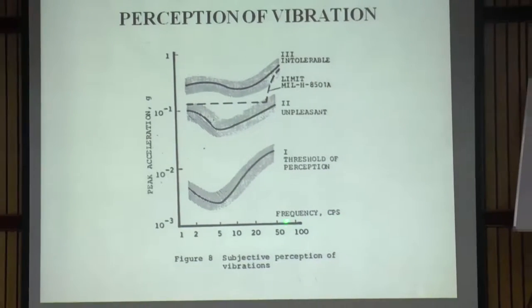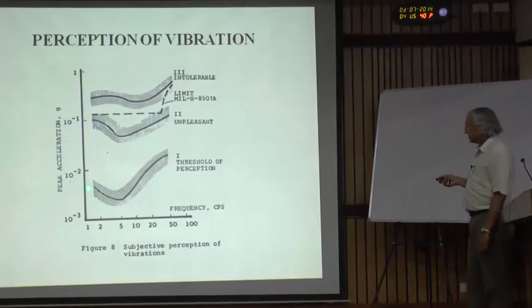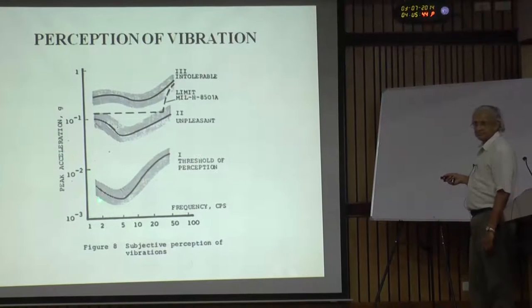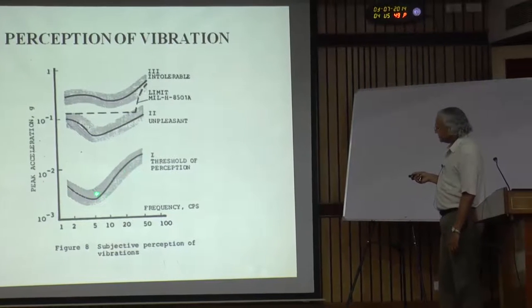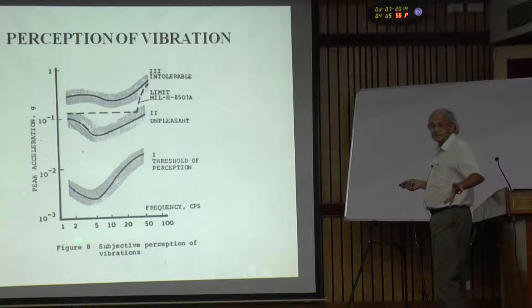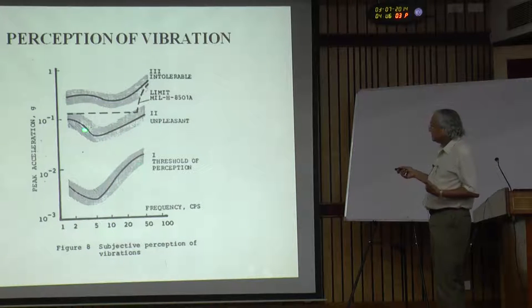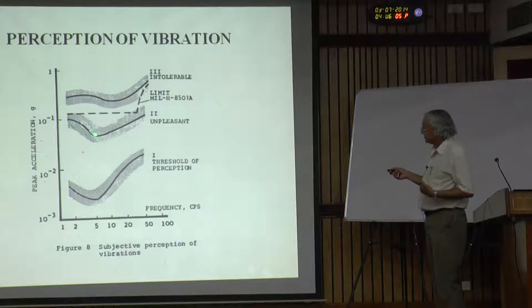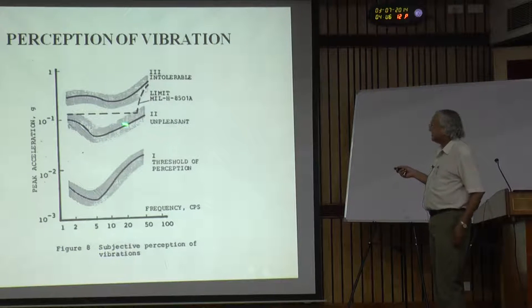Now, this is just to give you the level of some of the military specifications. The x-axis is the frequency in hertz, and y is the acceleration level. If the acceleration due to vibration is below 10 to the power minus 2 to minus 3, this is the threshold of perception. If it is below that, you will not be able to feel that something is vibrating, though the structure may experience it, which is a different thing. But this is human perception. When you go a little higher, to 10 to the power minus 1, you feel unpleasant. It's not very comfortable. This is 0.1, about 0.2 G. They call it 0.2, 0.3 G.